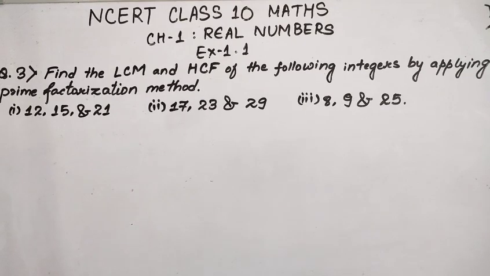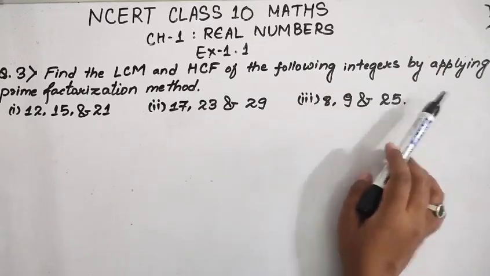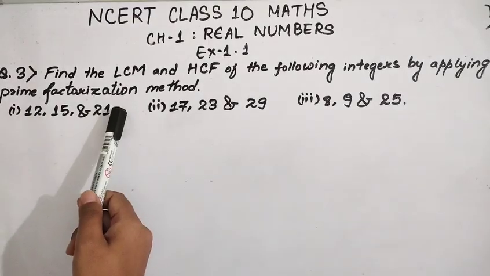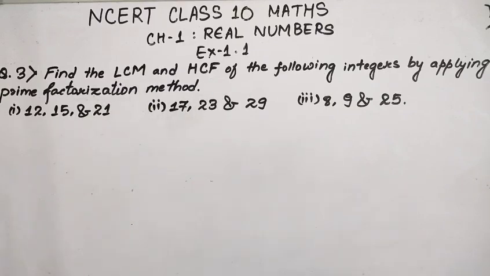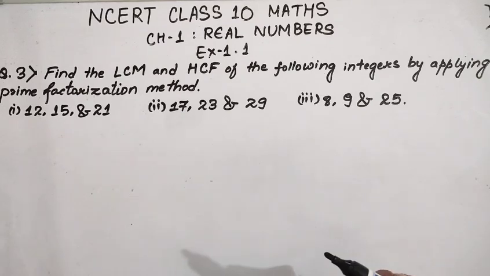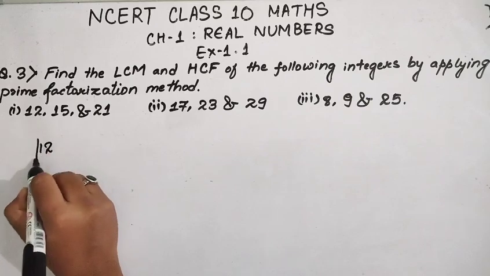Let's start. Here we have: find the LCM and HCF of the following integers by applying prime factorization method. What we have to do is apply the prime factorization method to find the LCM and HCF of these numbers. It is very simple. We have already done it in our previous videos. We will do it again to solve these three questions. Let us start. First of all, let me start with 12.